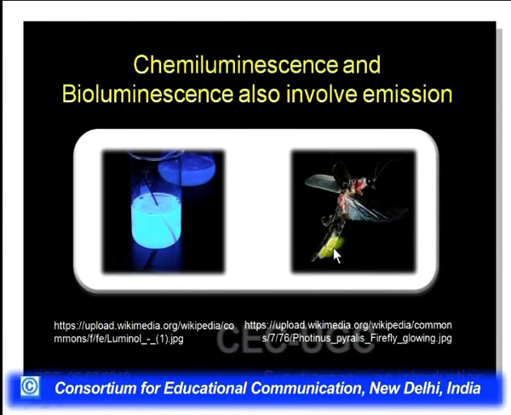And then the second one is bioluminescence. Bio means biological system. We can see a firefly, typically in Hindi we call it jugnu. It gives out radiation, light. That light is again coming because of some biological reactions. The molecules are in the higher energy level, and when they come down to the lower energy level, they give out radiation. So this phenomenon is called bioluminescence, and the earlier one was chemiluminescence. They are also related phenomena.